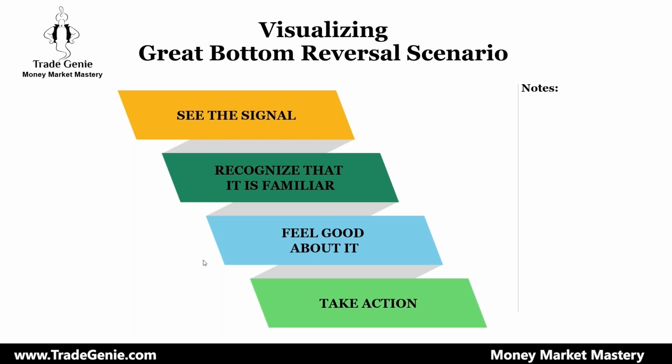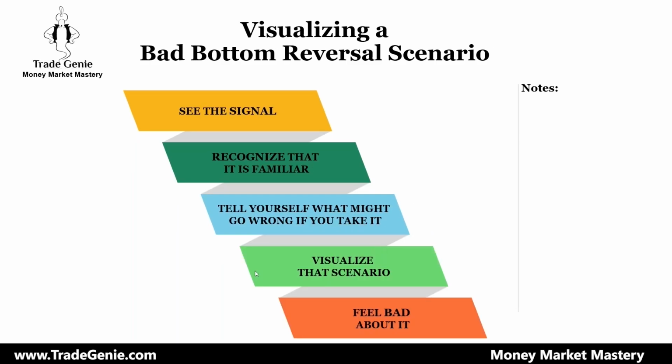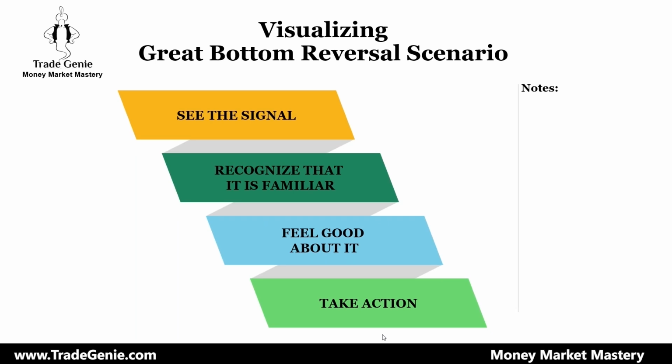If you don't feel good about it, you ignore that. You don't take that trade. So in other words, you're putting in another step. And nobody knows that, only you know that you need to feel good about it. So you see the signal, you recognize it's familiar, and instead of visualizing all that bad scenario, telling yourself what might go wrong, you're not doing that. You're feeling good about it, and then you take action. So if you keep this on a sticky note somewhere on your monitor: I see the signal, I recognize that it's familiar, and I'm really feeling good about it, and then you take action.